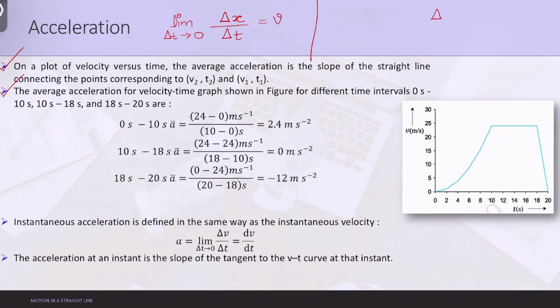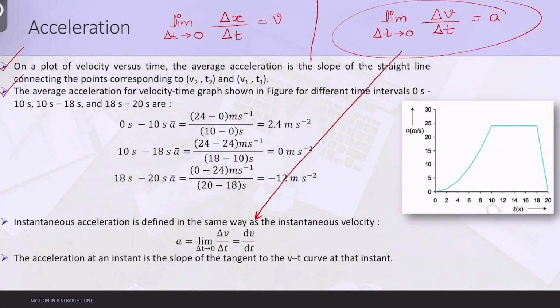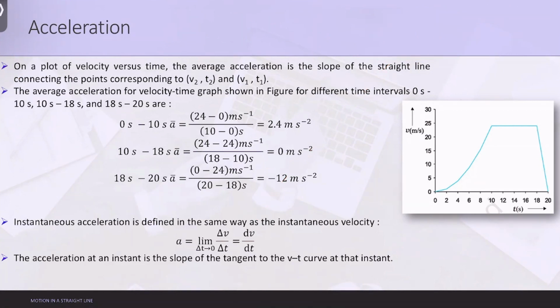Similarly, how will we do it for acceleration? It is delta v by delta t. But this time delta t tends to 0. So we'll write limit delta t tending to 0, which will be nothing but a value. That is how we are defining instantaneous acceleration. The differential form of this will be dv by dt. So this will be the differential coefficient of v with respect to t. So the instantaneous acceleration is defined in the same way as the instantaneous velocity. Okay, that is a is equal to limit delta t tending to 0 of del v upon del t, which is equal to dv by dt.